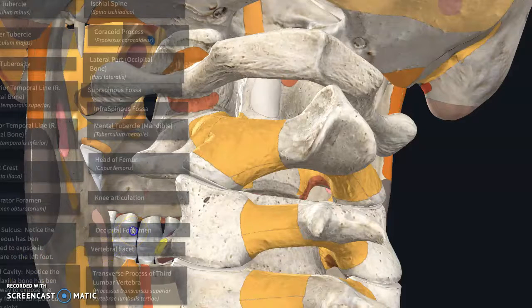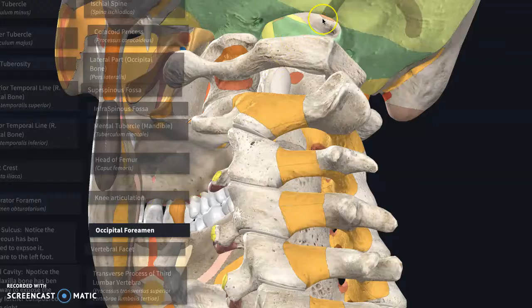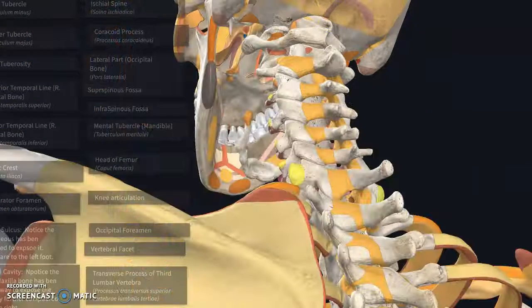clickable options here. Occipital foramen is here. And the occiput is the bone at the base of your skull. So the hole in the base of your skull, basically, where your spinal cord runs out.